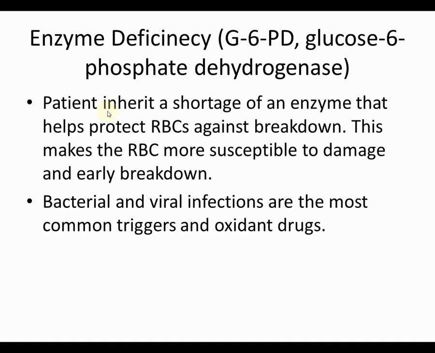Enzyme deficiency: G6PD is glucose-6-phosphate dehydrogenase. Patients inherit a shortage of the enzyme that helps protect the red blood cells against breakdown. This makes the red blood cells more susceptible to damage and early breakdown. Bacterial and viral infections are the most common triggers, along with oxidant drugs.